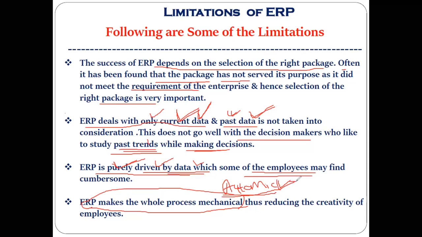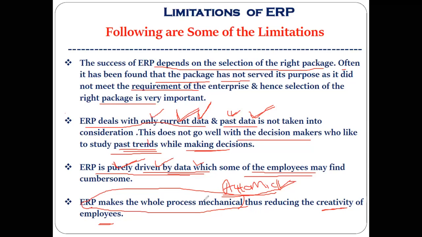Okay, what disadvantage is there? Now that disadvantage is related with the employees. If everything is going to happen automatically, okay, now it affects the creativity of the employees. Creativity in the sense it affects the research capability of the employees. It affects the thinking power of the employee. I hope all of you are getting this.